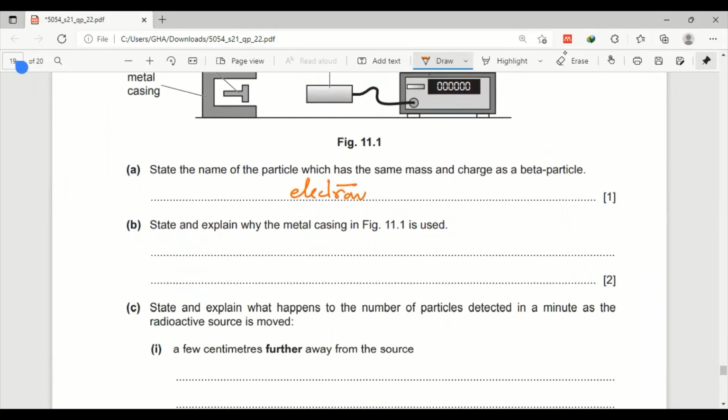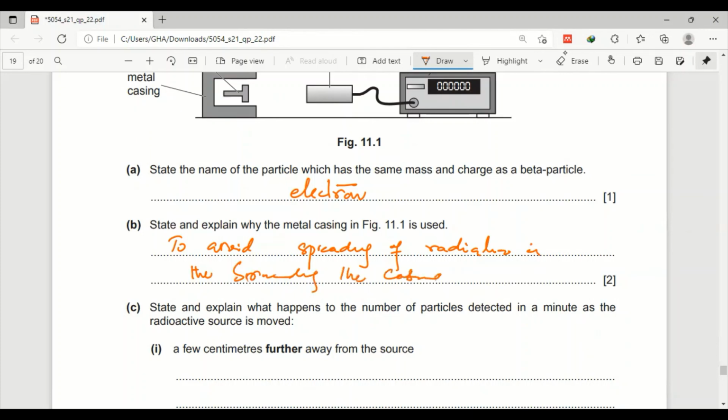State and explain why the metal casing in figure 11 is used. This is actually used to prevent the exposure of the radiation in the surrounding, to avoid spreading of radiation in the surrounding. The casing is used.